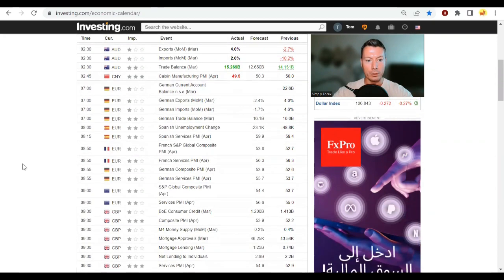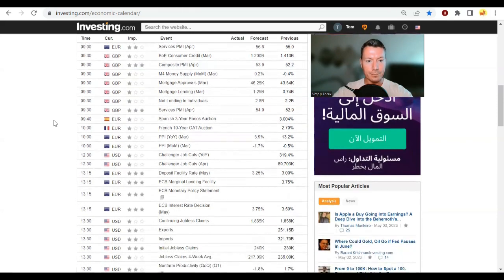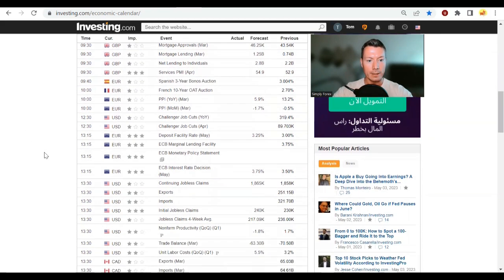Yeah. The first piece of news we're interested in is this: at 9:30 London GMT, we've got composite PMI. So that's going to move the pound potentially. At the same time, we also have services PMI. So two 3-star ratings could really move the pound at 9:30.